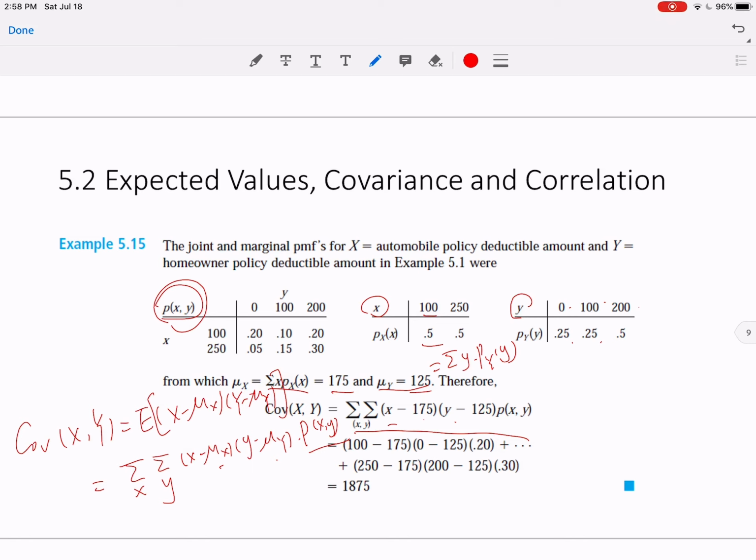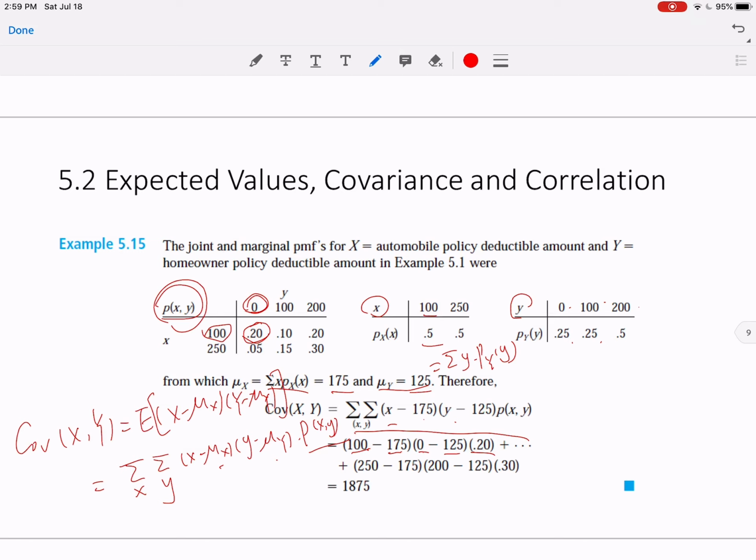And then we can tell, for the first ordered pair, X is 100, Y is 0, and the joint probability is 0.2. So we have X minus mu sub X, which for the first pair is 100 minus 175, times Y minus mu sub Y. The Y value of the first pair is 0, so 0 minus 125, and the corresponding probability of this pair is 0.2. That's why we multiply by 0.2 over here.